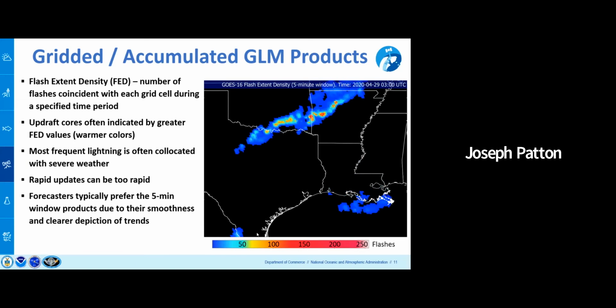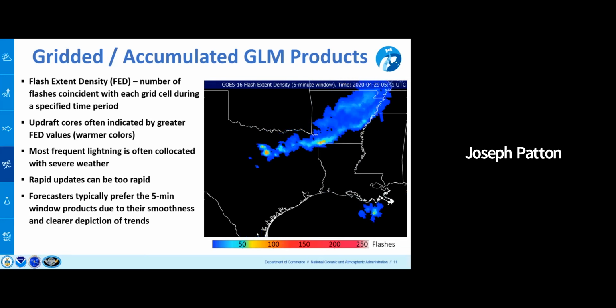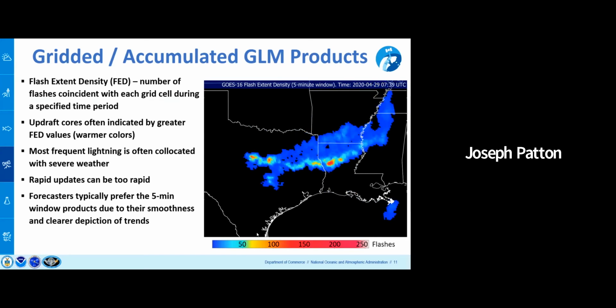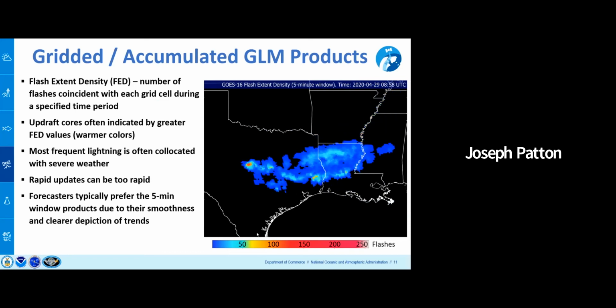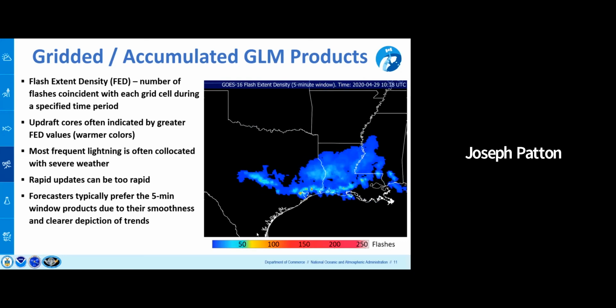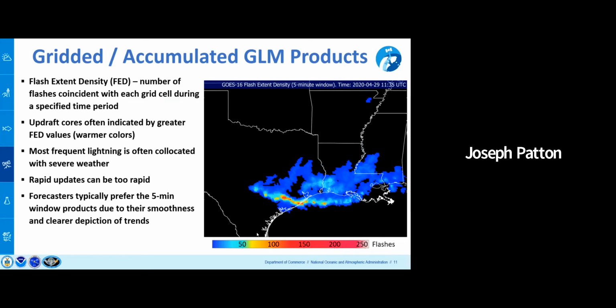And that increased amount of lightning activity may give forecasters a heads up that that portion of a thunderstorm or a complex of thunderstorms may be more likely to produce severe weather. So those updraft cores are typically indicated by those greater FED values or more lightning activity. And that can be an important byproduct of the occurrence of severe weather that can be observed using the GLM gridded imagery.